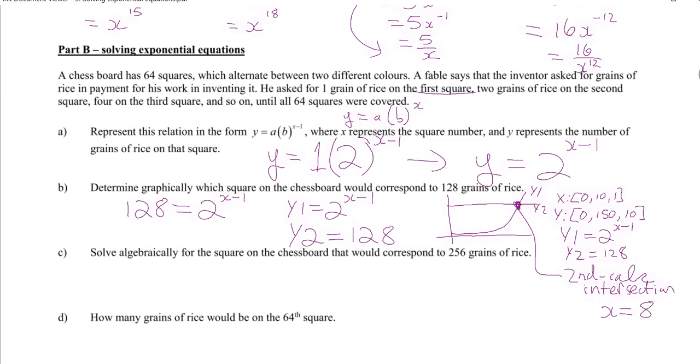So which square? Well, x represents the square number on the chessboard, so it would be the 8th square. Okay, so we can just say the 8th square. Okay, so first square had 1, second square had 2, then third was 4, fourth was 8, fifth was 16, the sixth would be 32, the seventh would be 64, and the eighth would be 128.